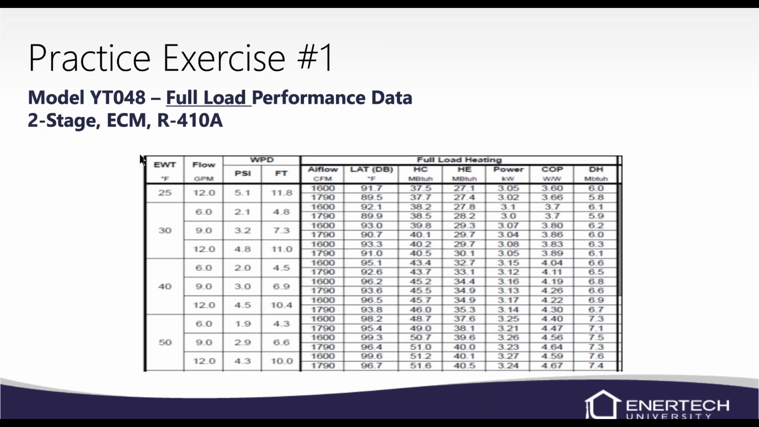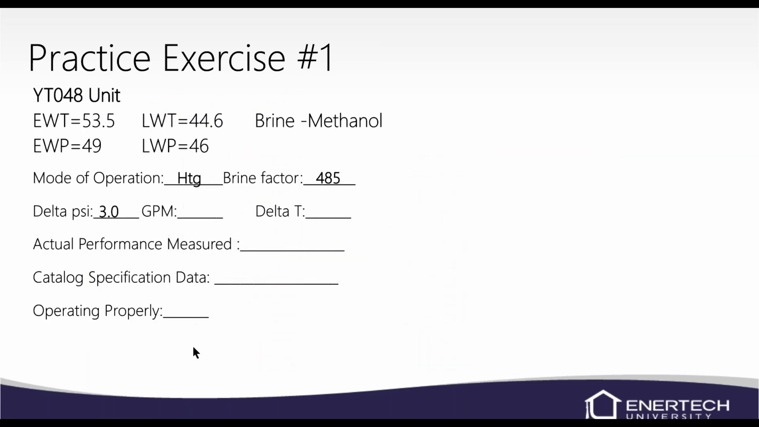So here's the chart for the IOM. 50 degrees will be the closest. So 50 degree entering water, we had a PSI pressure drop of 3. So 2.9 is pretty close. So we slide over, and that tells us we have 9 GPM. So that's minimum flow rate on a closed loop system. So now we know we have 9 GPM.